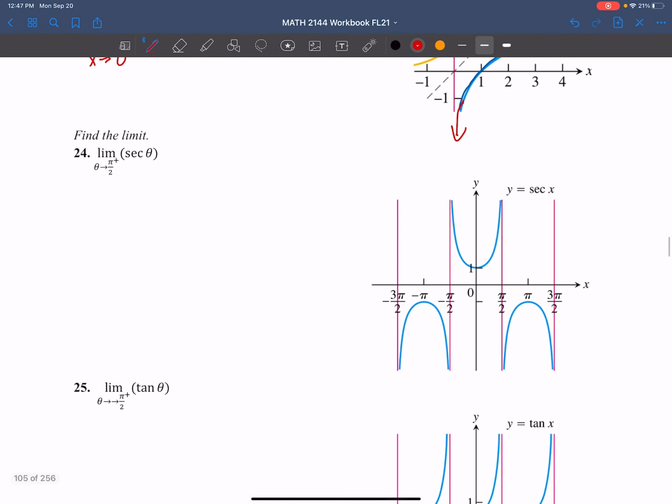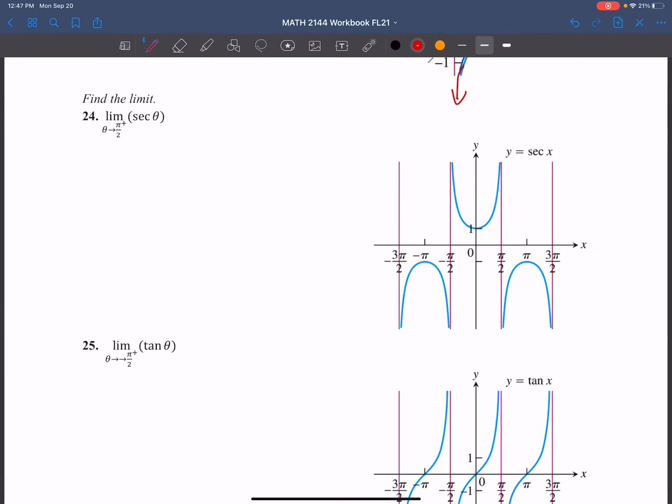Same idea with 24 and 25. In 24, we're considering the secant function. I have this graphed over here, but hopefully you know, or you're able to reason through, where the asymptotes are for the secant function. They basically come at the zeros of the cosine function. So you can see this right here is pi over 2. When we approach it from the positive side, what would be the limit? It's going down, so the limit would be equal to negative infinity.